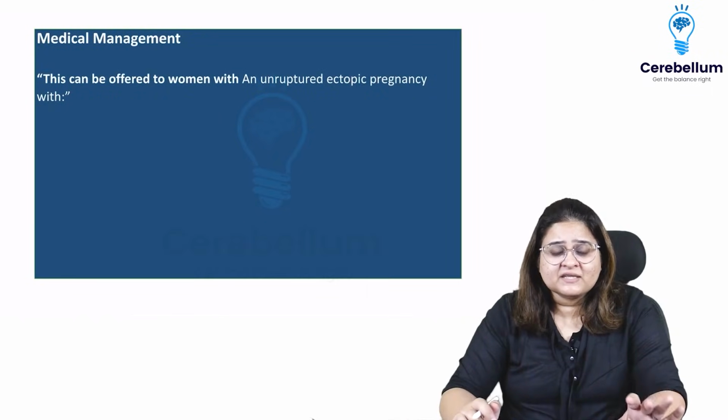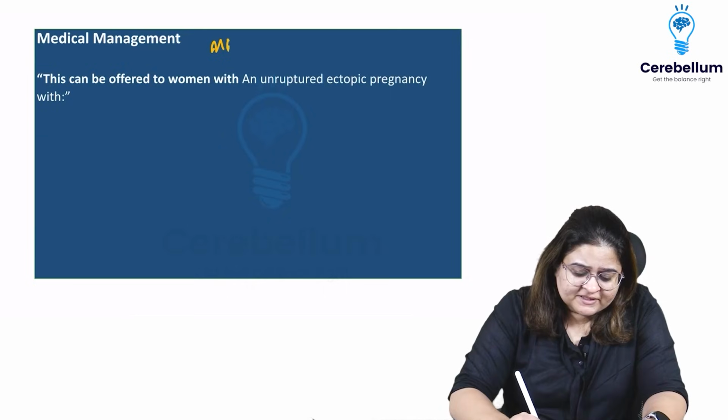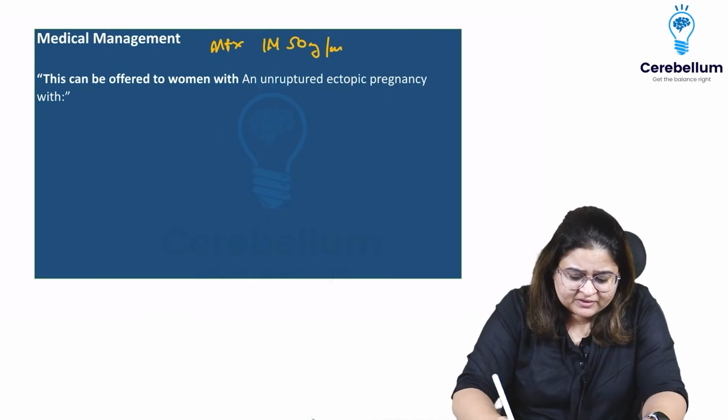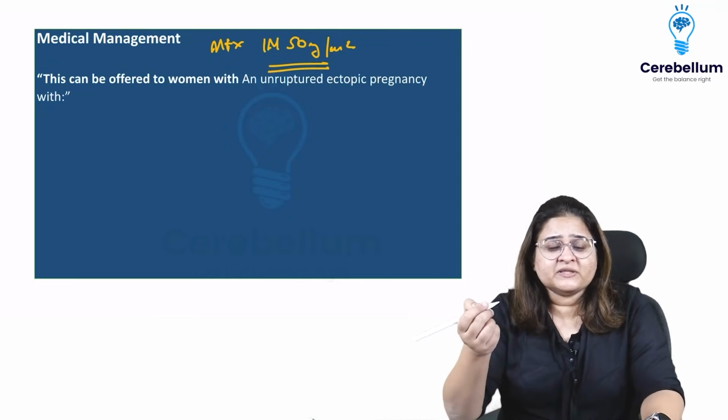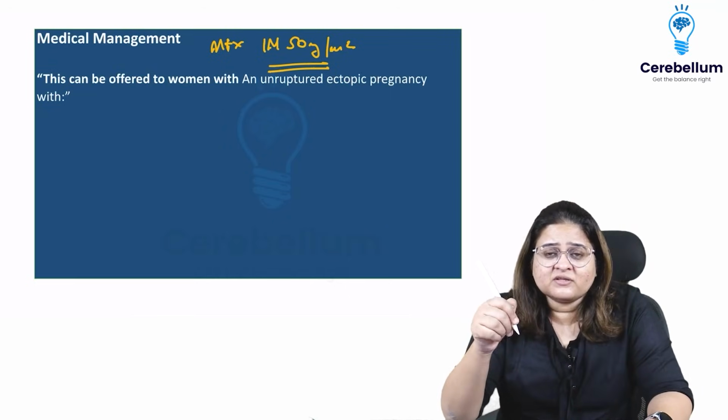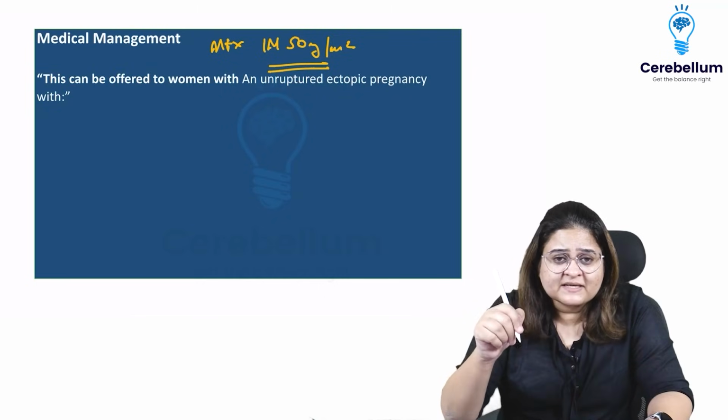Medical management is done by giving methotrexate. How much do we give? We give intramuscular 50 milligram per meter square. Usually one dose is sufficient, but you may require to repeat a second dose if the fall in the beta-hCG is less.